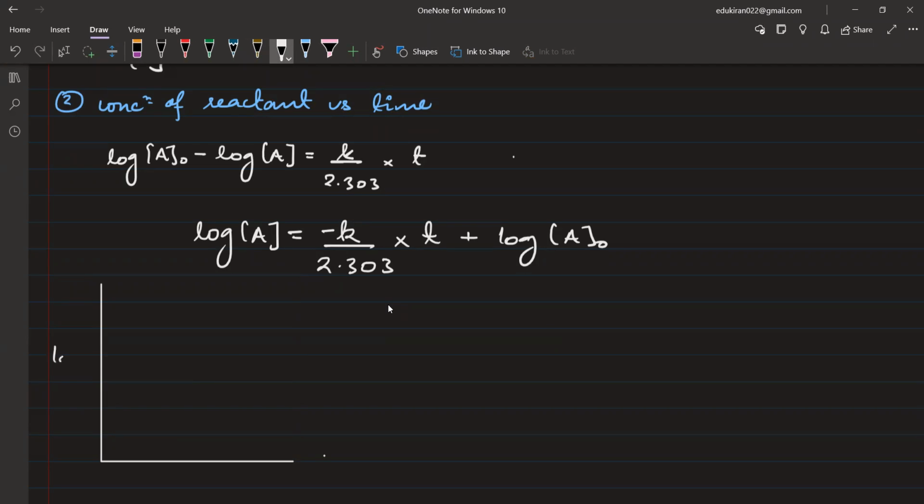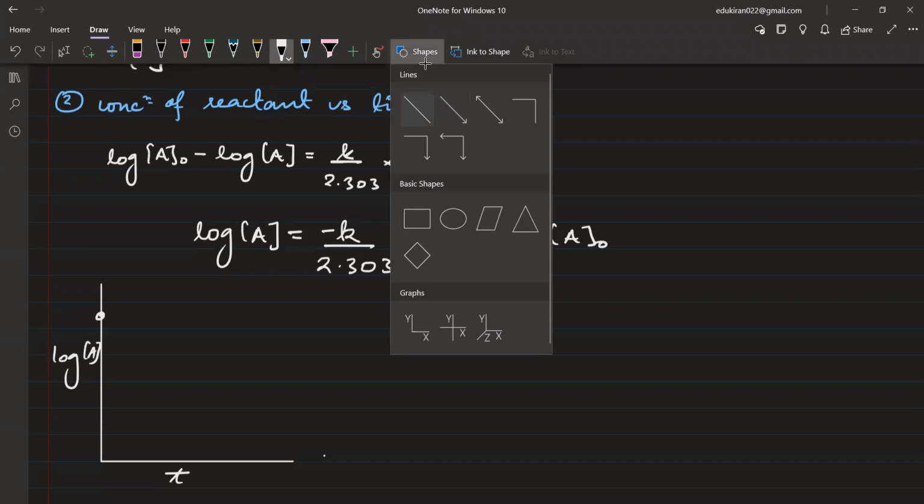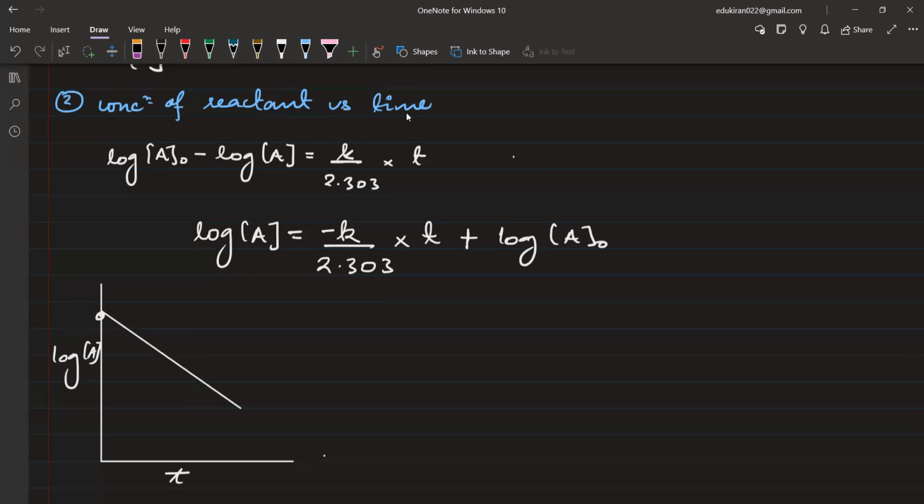Now what is my y? Log A. And what is my x-axis? My x-axis is T. Now, first of all, look at C. Do we have C? Yeah, we have C. Is C positive? Yes, C is positive. So C will be here somewhere. And then what do we have? We have negative M or positive M? We have negative M. That means the slope is what? Slope is negative. So when slope is negative, it is going to be like this. Got it, guys? Yes or no? Please tell me.